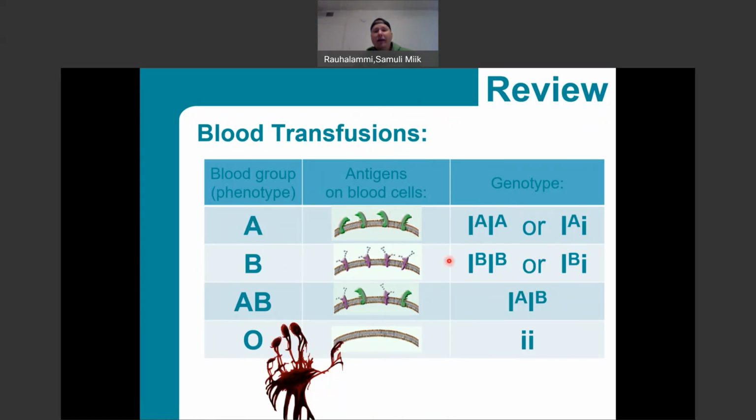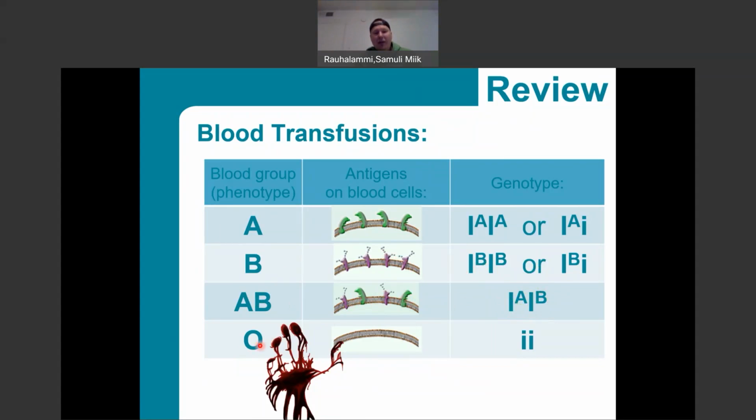Blood type B similarly requires inheriting the allele for B antigens, the antigens on the surface of the red blood cell, from at least one of your parents or from both parents. The only way you can be blood type AB is if you inherit from one parent the allele for A antigens, and from the other parent an allele for B antigens. So you would have both of these antigens on the surface of your red blood cells.